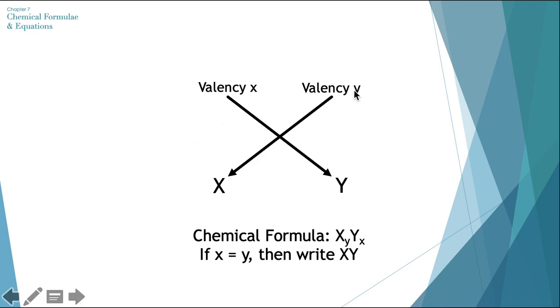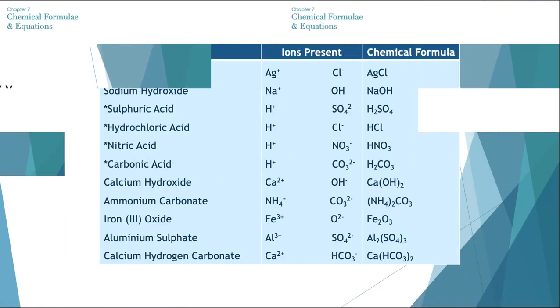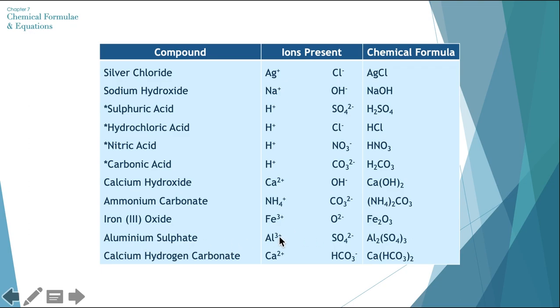What happens is that when the valency of Y moves over to X and the valency of X moves over to Y, something happens with their charges as well. You see it over here. Might be a little confusing. Aluminium sulfate, as you can see. So the charge on aluminium is 3 positive and the charge on sulfate is 2 negative. So these are basically the valencies as well, okay? The valencies are equal to the charges, right?